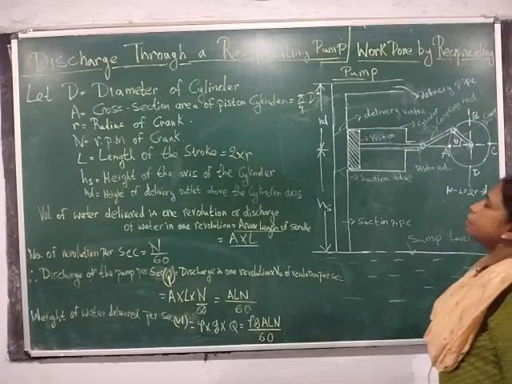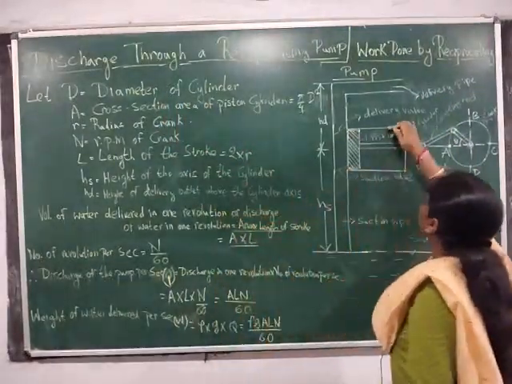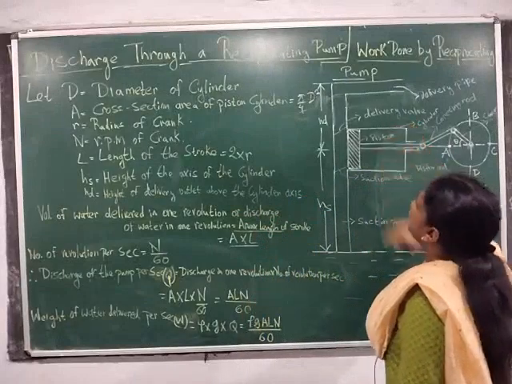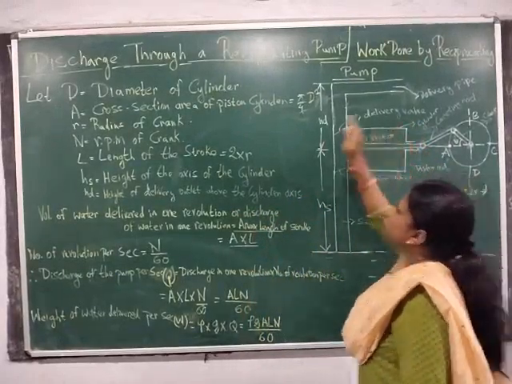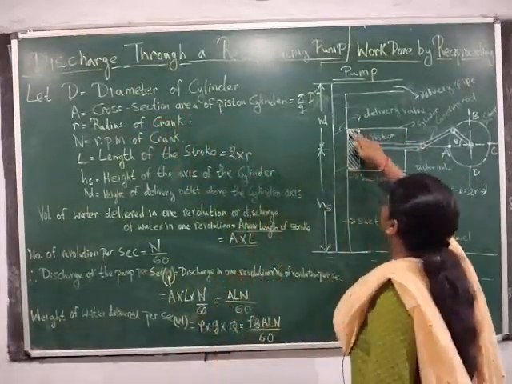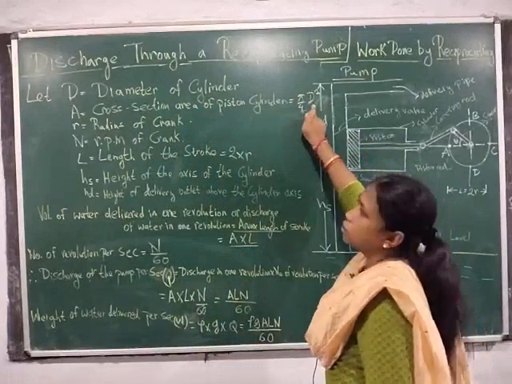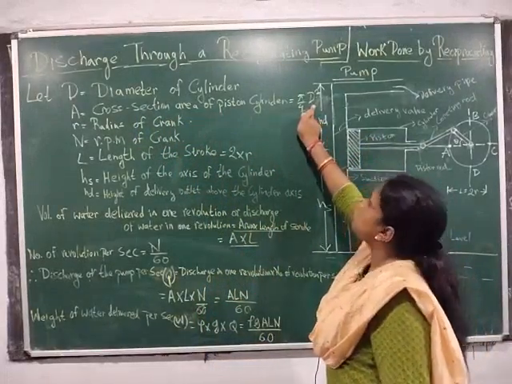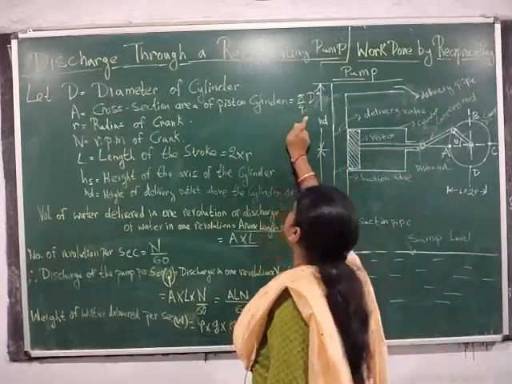So here D is the diameter of the cylinder. This is the cylinder and D is the diameter of this cylinder. Next, the area of cross section of the piston. The area of cross section of this piston is equal to pi by 4 D square. So the cross sectional area of the piston is equal to pi by 4 D square.